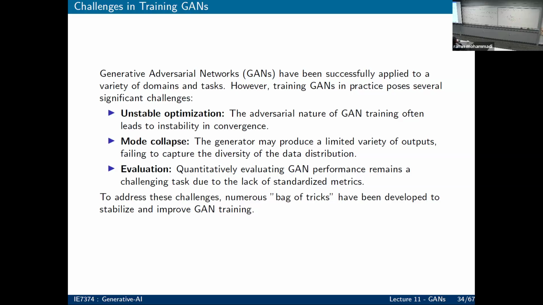The other challenge is evaluation. We don't actually know how to evaluate GANs properly. There's no standardized way of evaluating them. These all cause problems, because they make GAN training challenging. As I said, it's not an easy algorithm to train.